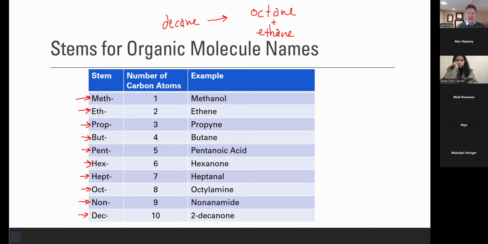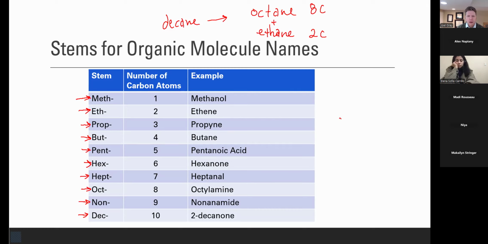Now, does the math on that make sense? Are there any carbons that are magically appearing? No, this makes sense because octane has 8 carbons and ethane has 2 carbons.